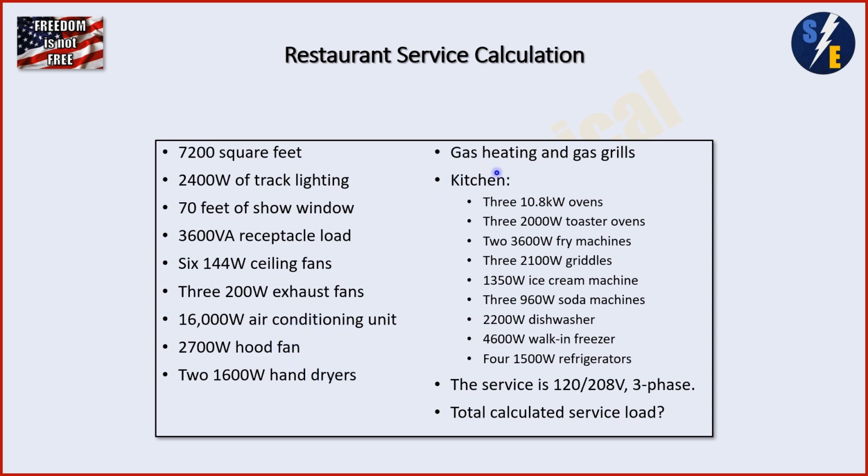Now this is important. It says our heating is gas, and so are our grills. So that's going to take a big load off of our electrical service. Then we have our kitchen equipment all listed here. The reason I have it listed separately here is because that's the way you typically do it in a standard method. In this case, though, we're just adding them all up at 100% anyway. So it just goes through all the ovens and ice cream, soda machines, and so forth. And then we have 120/208 volt 3-phase service, and we're going to find our load.